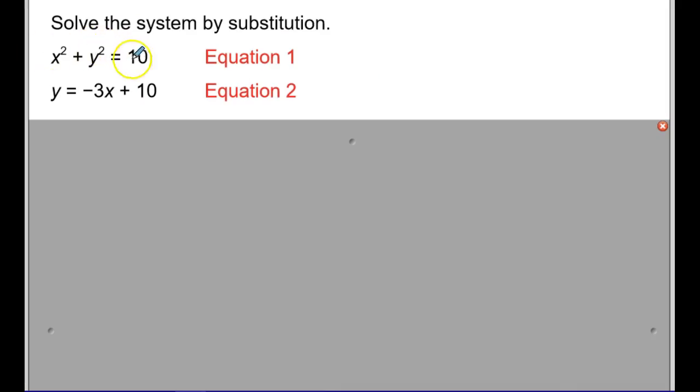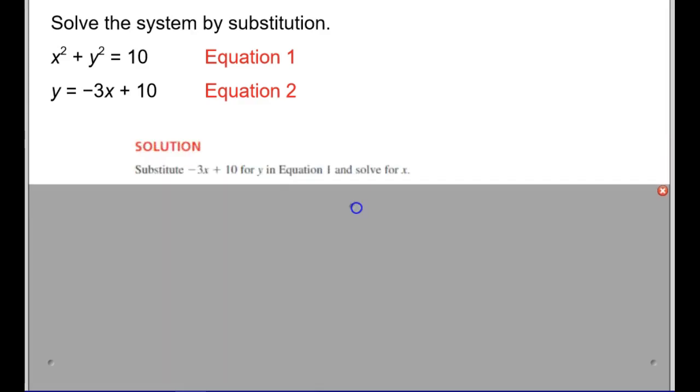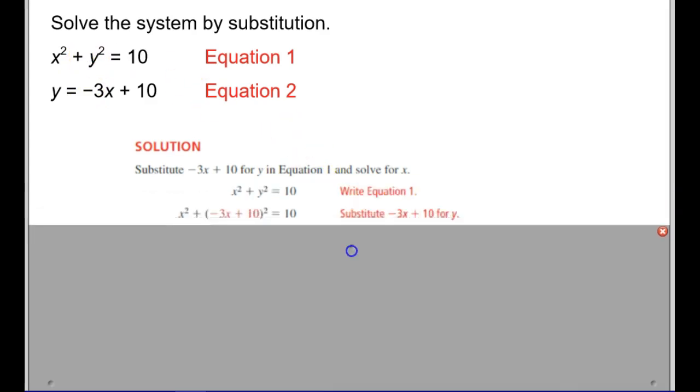Okay, so now here I told you we were going to be dealing with circles, and I know that this is going to be a circle because I have an x squared and a y squared, right? That's the general equation of a circle. So I'm going to use substitution here. Well, my second equation is already solved in terms of y, which makes it very nice and easy. So I can just plug in everything wherever I see a y in the first equation.